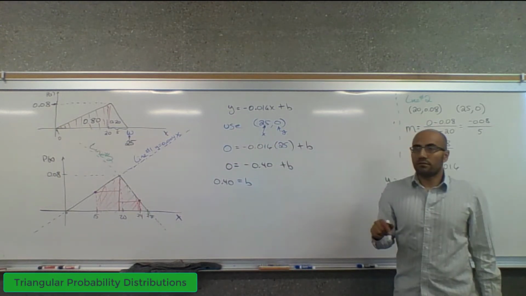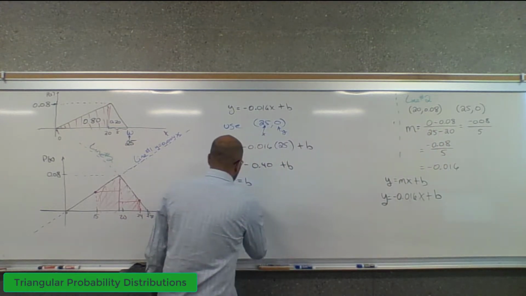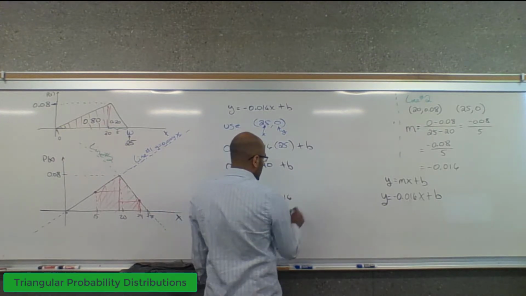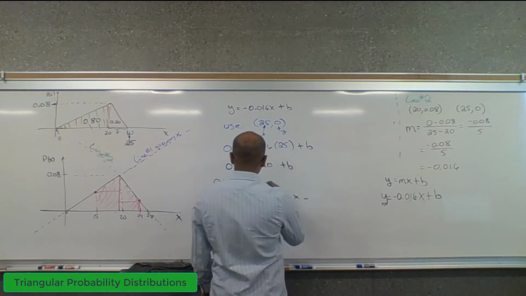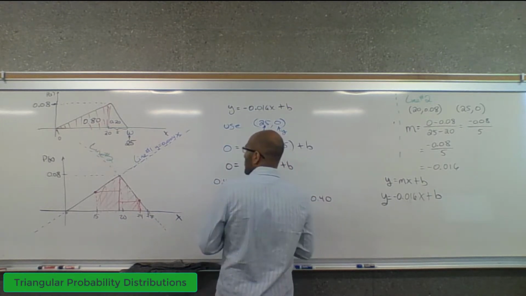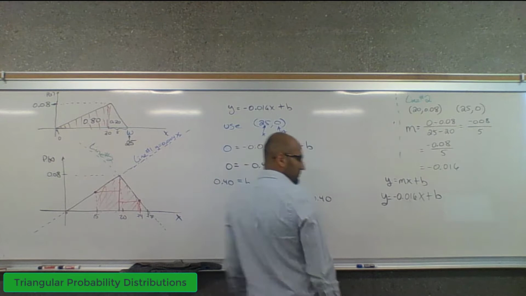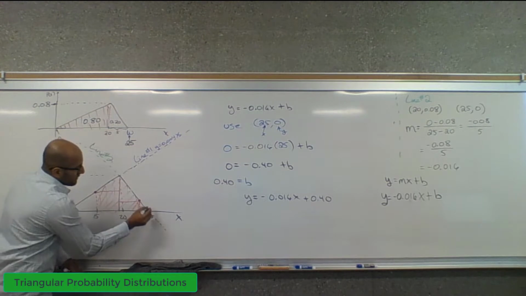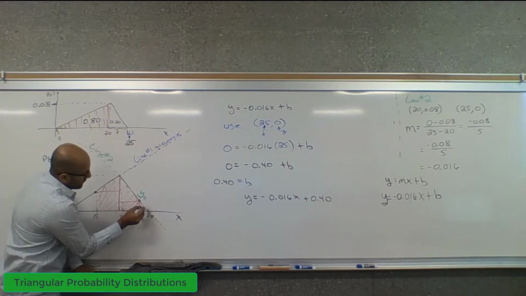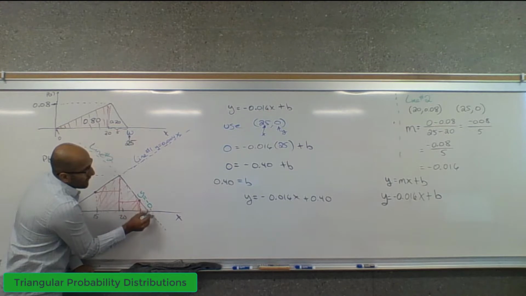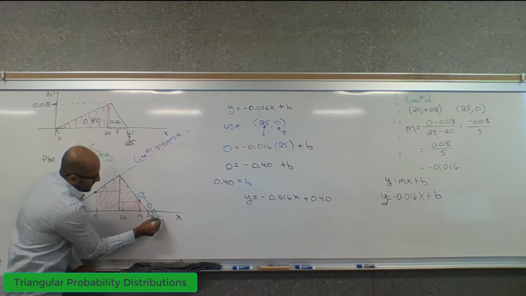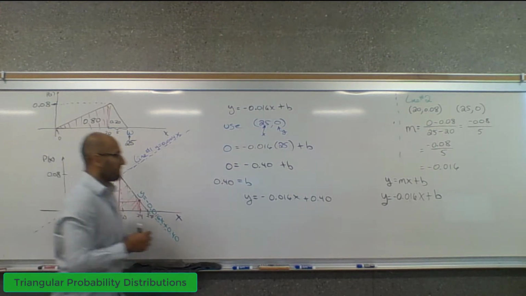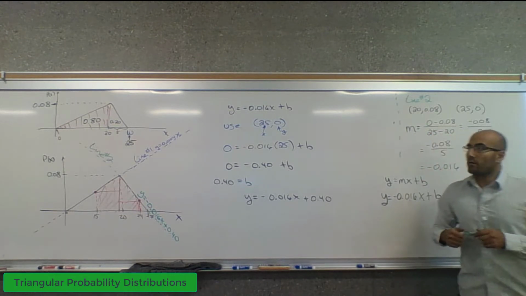So 0.40. So now my line is y equals negative 0.016x plus 0.40, and that's the line of this green line. So this line right in here is y equals negative 0.016x plus 0.40. Any questions?